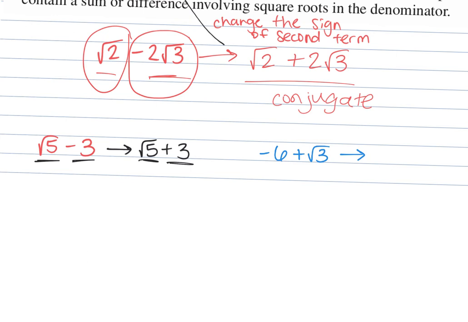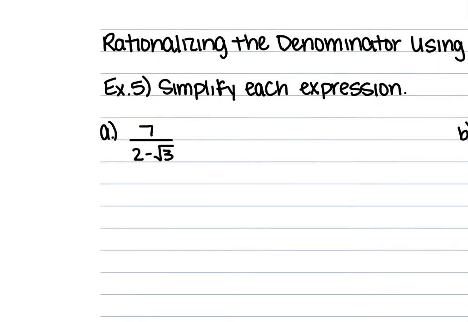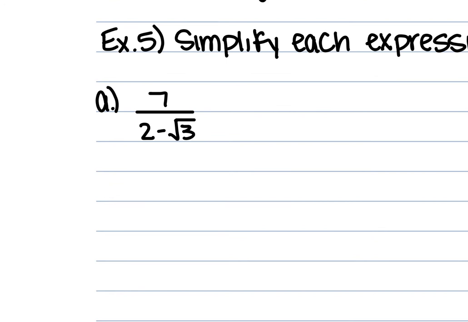Diego? Negative 6 minus the square root of 3. Very good. Did we change the sign of the first term? No. Did we change the sign of the second term? Yes. Okay. Now, conjugates are very, very useful, right? When we see examples like we're going to see on the next page. So, jump to the next page and look at example A, okay?